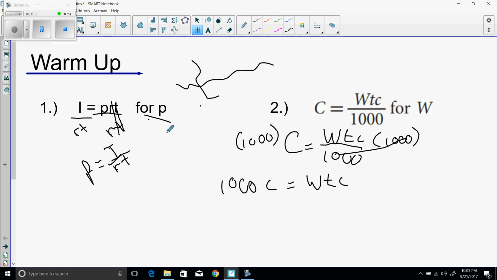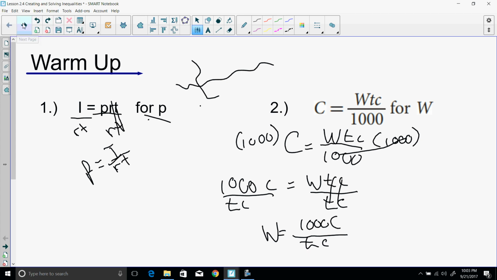Now we have something similar to what we had over here, where I can take care of all of this multiplication by undoing it and dividing by Tc all in one shot. So I get Tc in the denominator. Those cancel out here. So the answer becomes capital W is equal to 1,000 capital C, divided by lowercase t, lowercase c. That'd be my final answer for that one. Let me get rid of this recording and move on to the next page.